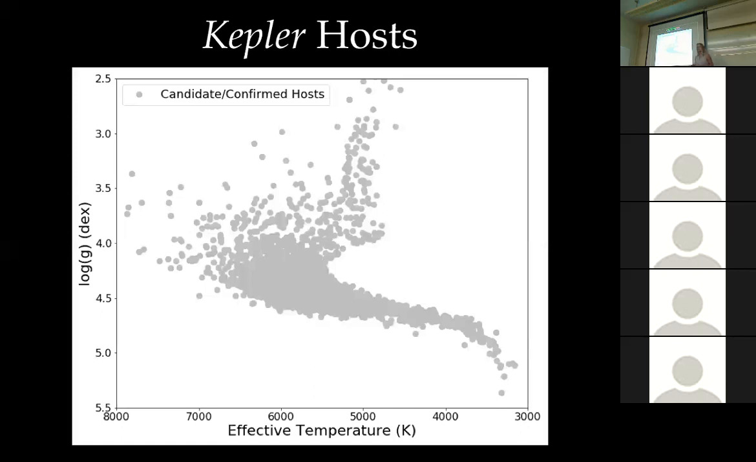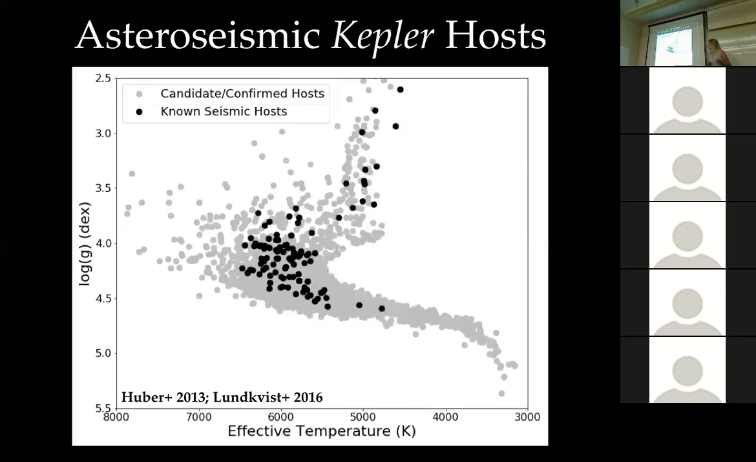As a result, there were two main studies done on this. The first by Dan Huber in 2013. This is approximately halfway through the mission, when half of the data was available. He found 77 seismic hosts. And then there was a follow-up done by one of our collaborators, Mia Lundquist, and combining the two catalogs, we were able to find a total of 106 known seismic hosts.